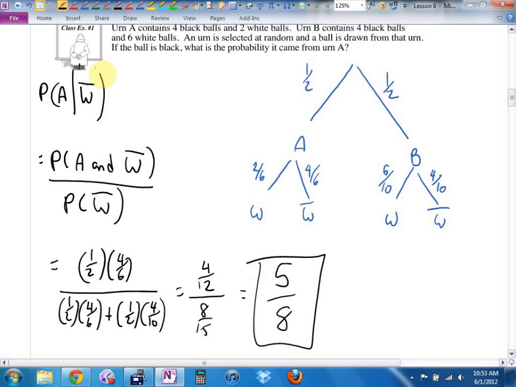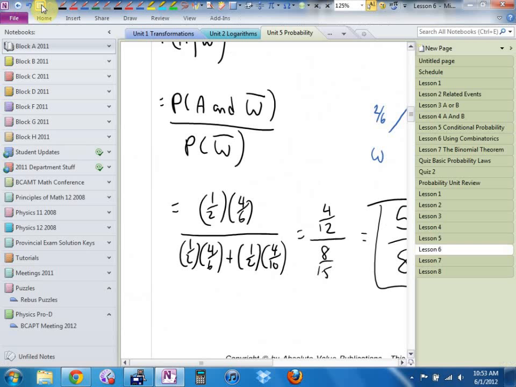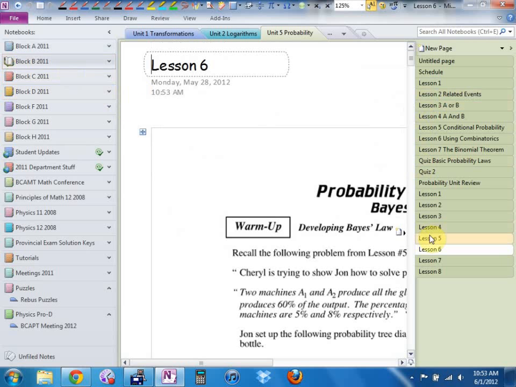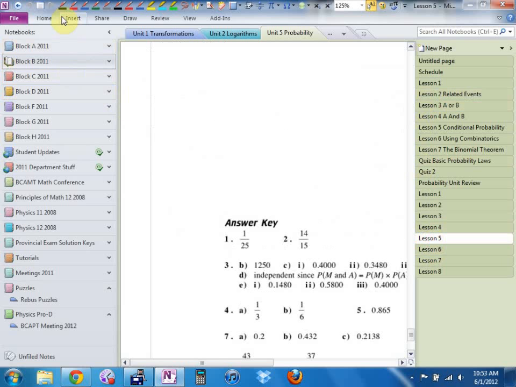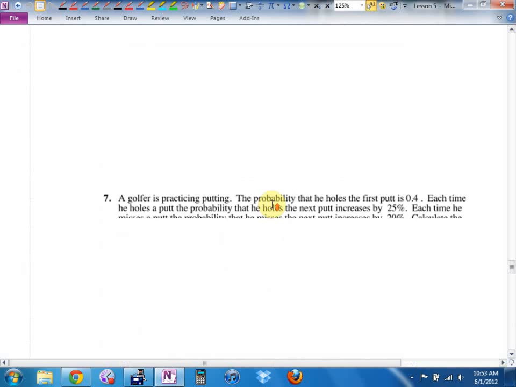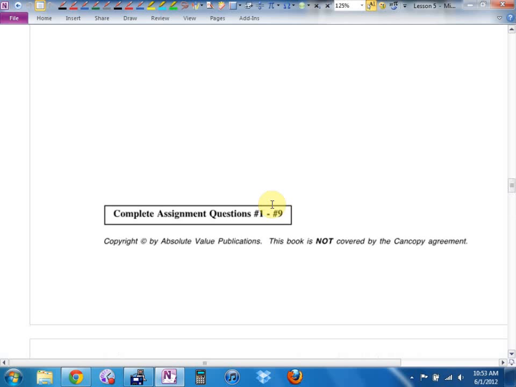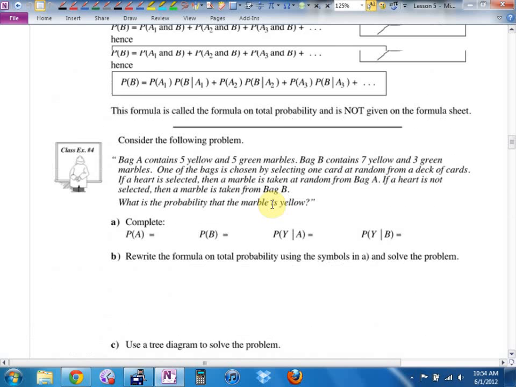What's your homework? Here's what I gave the last class. I assigned some from page... I think I assigned some from here, Mr. Dueck, didn't I? Come on. Go.